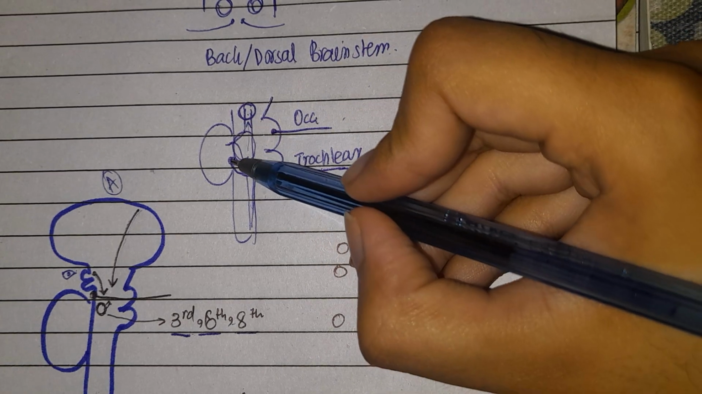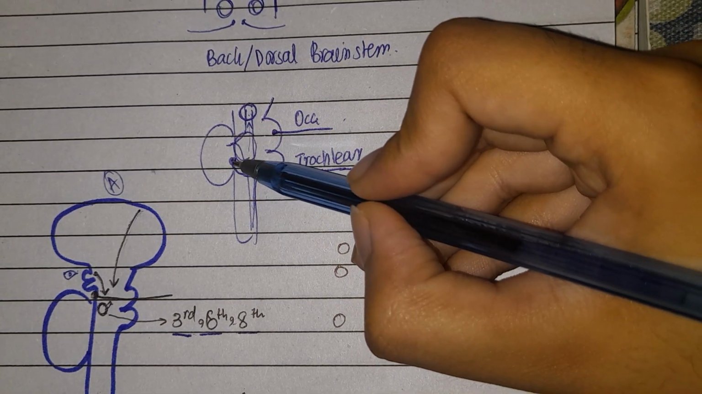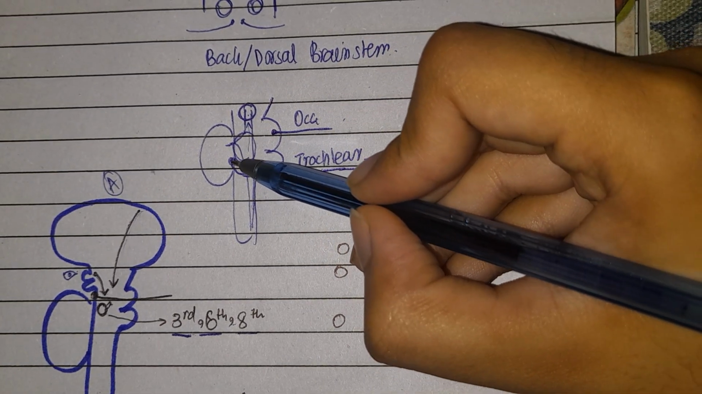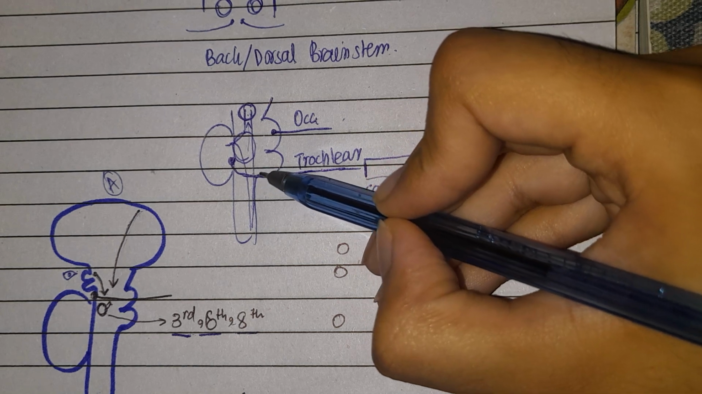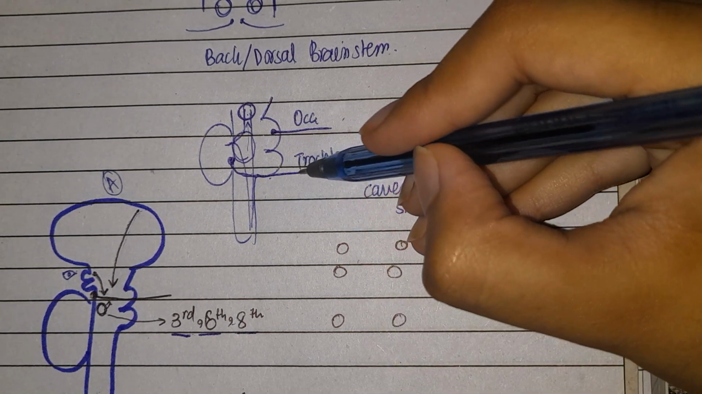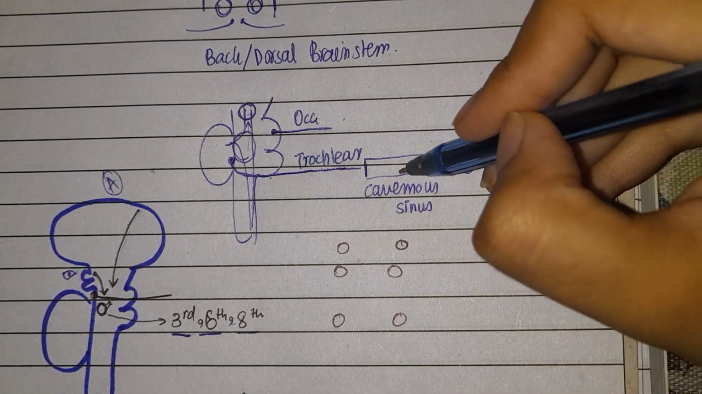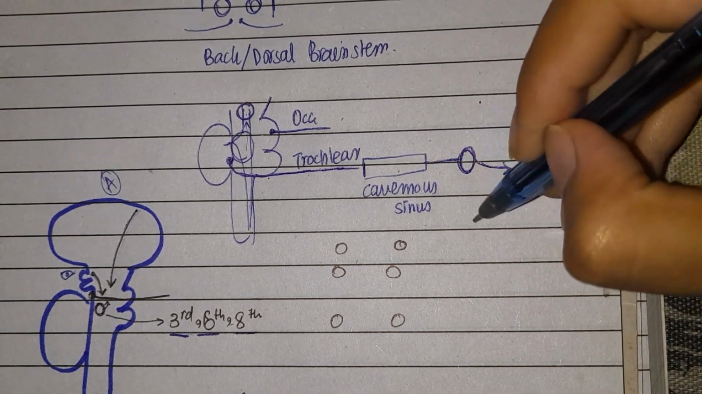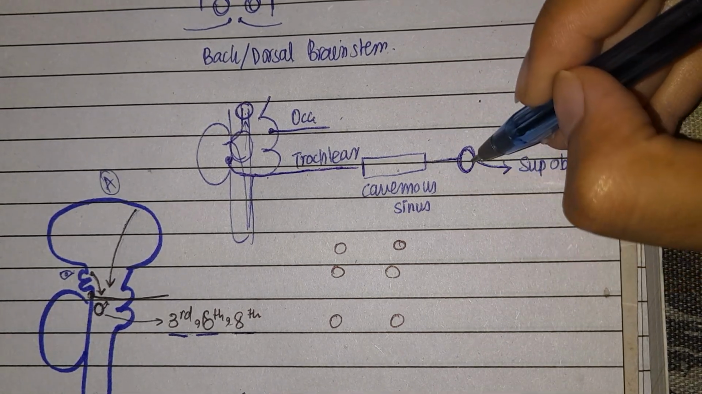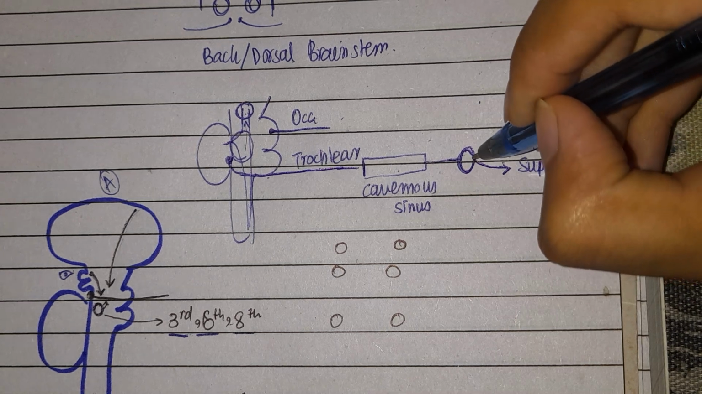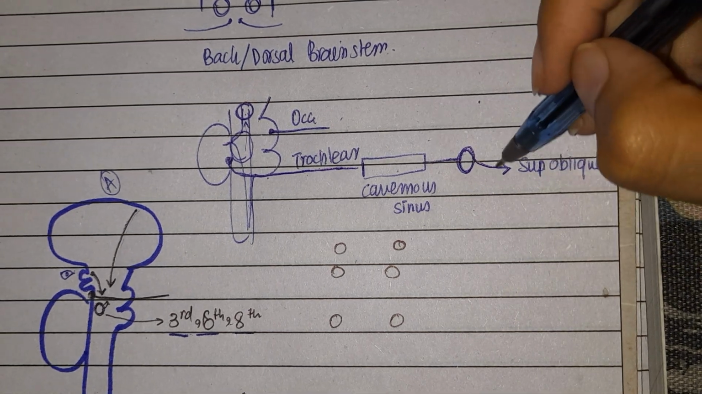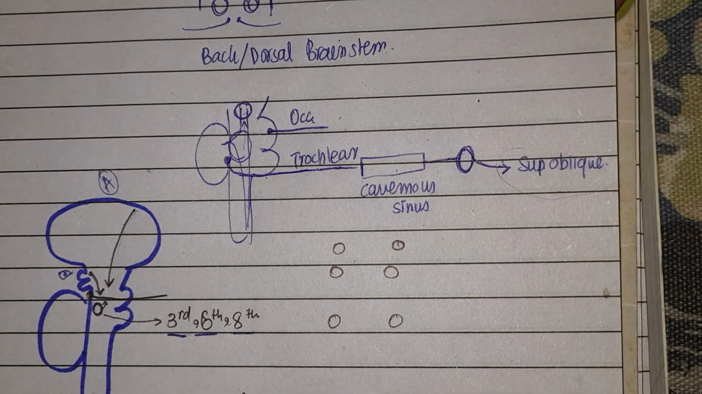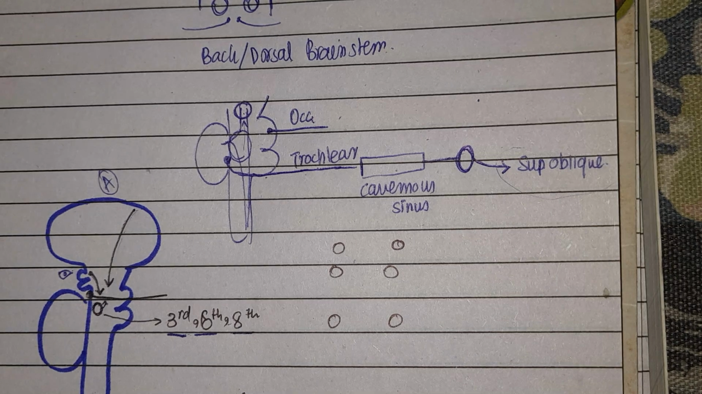As I told you, it is going to come out from the posterior side of the midbrain, then it is going to come anterolaterally, and then it is going to pass through this region, which is the cavernous sinus. Then it is going to pass through the superior orbital fissure. We have superior and inferior ones, but it passes through the superior orbital fissure, and then it is going to supply one of the muscles of the eye, that is the superior oblique muscle.